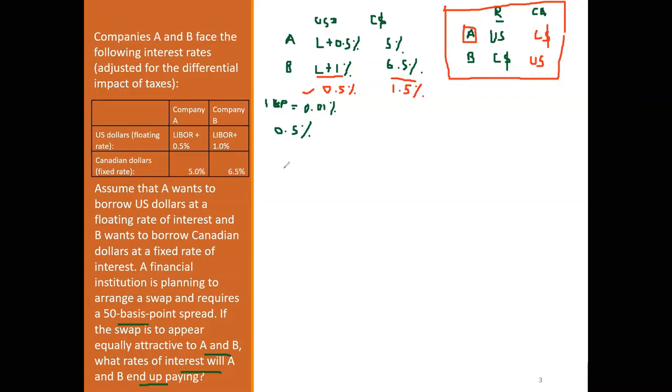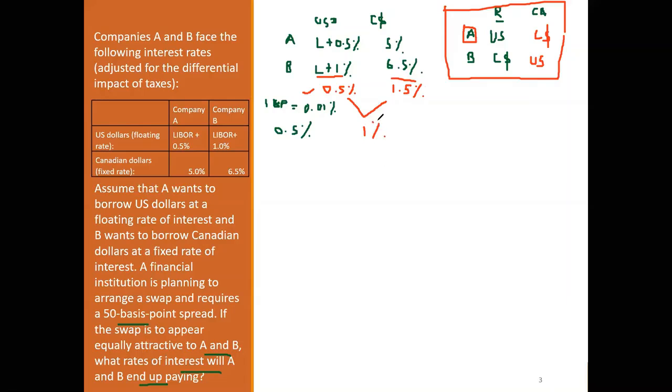So let's look at what is the total gain you can expect from this swap. How much is the total gain? Without considering the fee to the financial intermediary, what is the total gain that you would get? It would be the difference between these two, 1.5% and 0.5%. So you can expect a total gain of 1%.